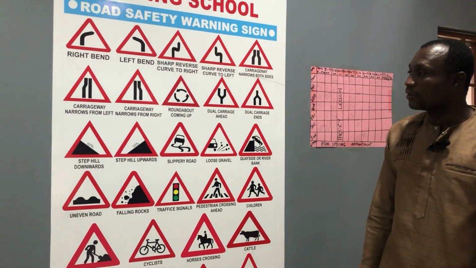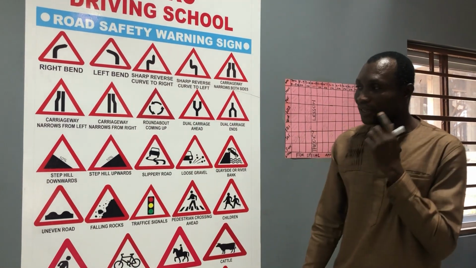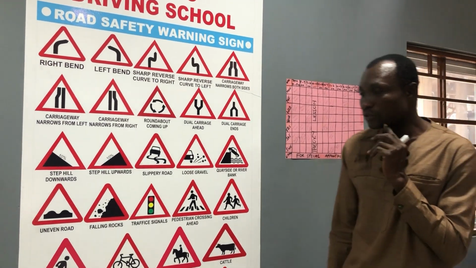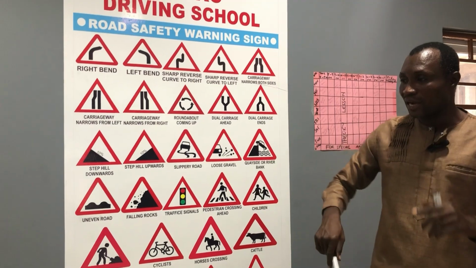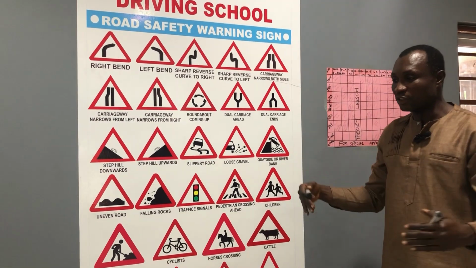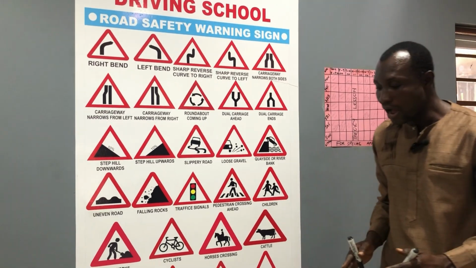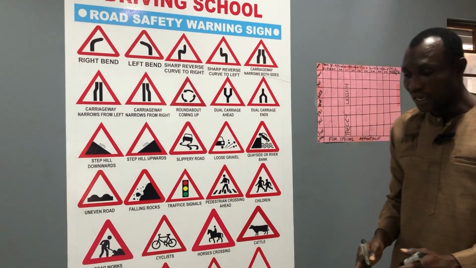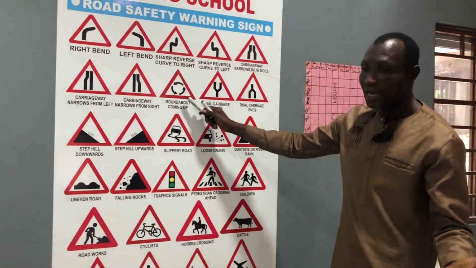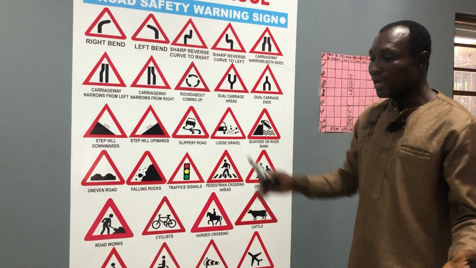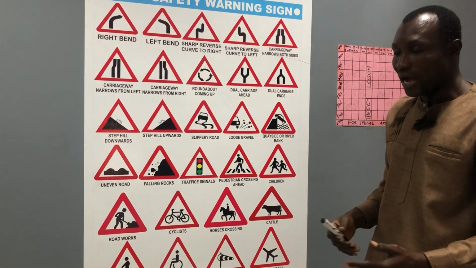Now we talk of roundabout ahead. When they are warning us that there is a roundabout ahead, they are telling us that the road is not straight, there is a circle around that particular area, which joins 4 intersections or 3 intersections. So when you are about to join the roundabout, in Ghana, we give way to vehicles on our left at the roundabout. And then the vehicles on our right also give way to us.